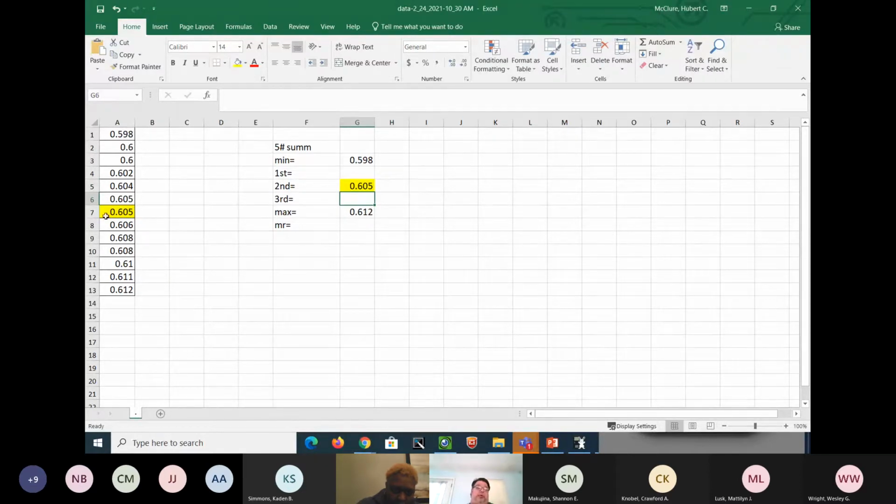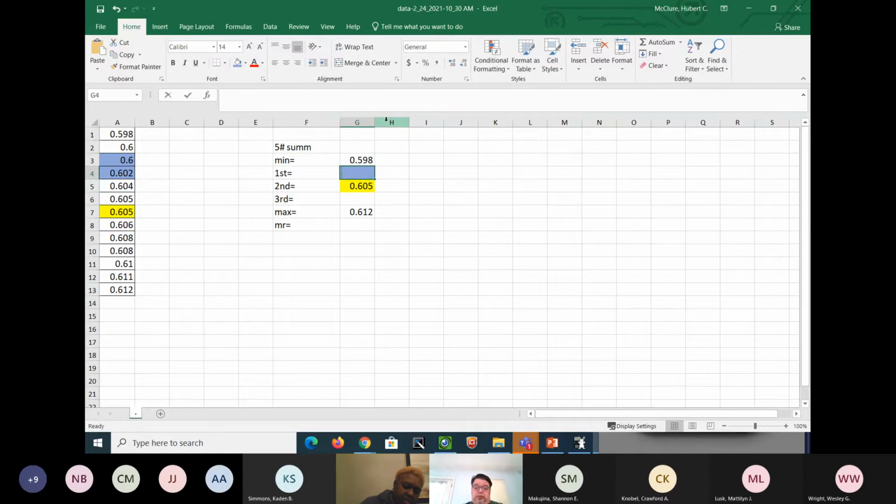All right, somebody tell me how many numbers are above our yellow number right there. How many numbers? Six. And is 6 odd or even? Even. So you have to pick the middle two numbers and take the average of those middle two numbers, and that is your first quartile.